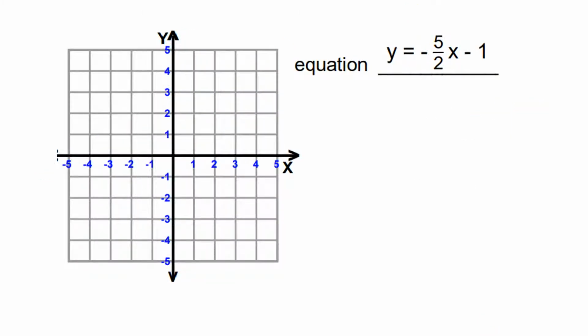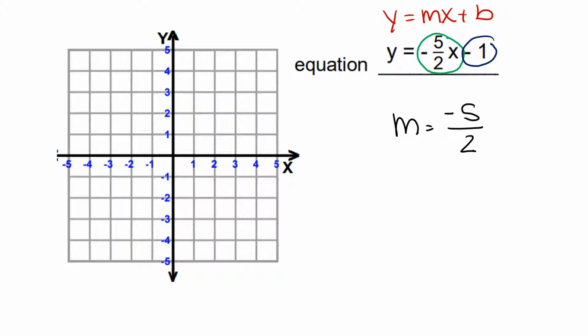For this equation, we have y equals negative 5 over 2x minus 1. It is in the y equals mx plus b form. We have negative 5 over 2x together, and we have the minus 1, which is our plus b. Our m value, take the negative, negative 5 over 2, and the b value, negative 1. We start by graphing the b value, negative 1, on the y-axis, the line that runs up and down.